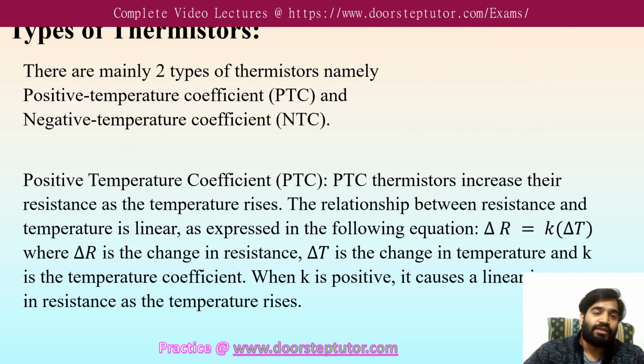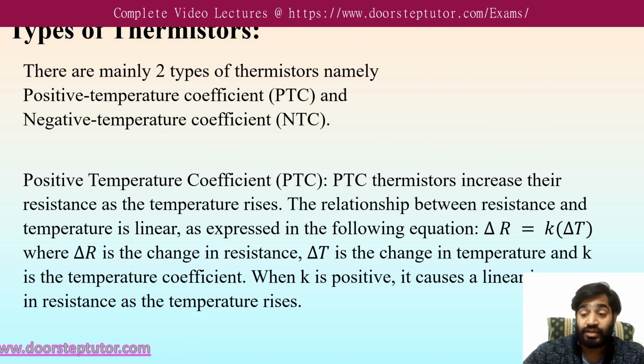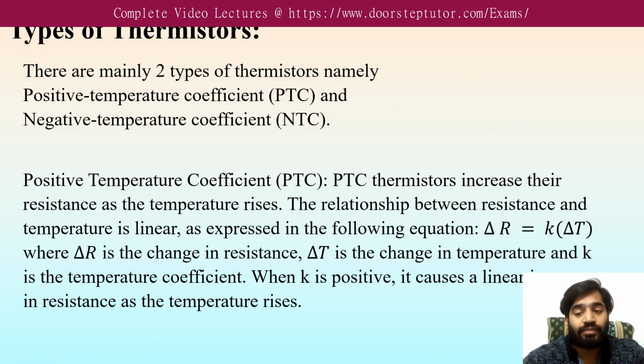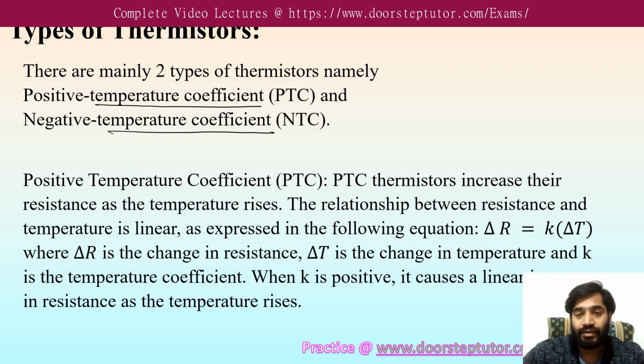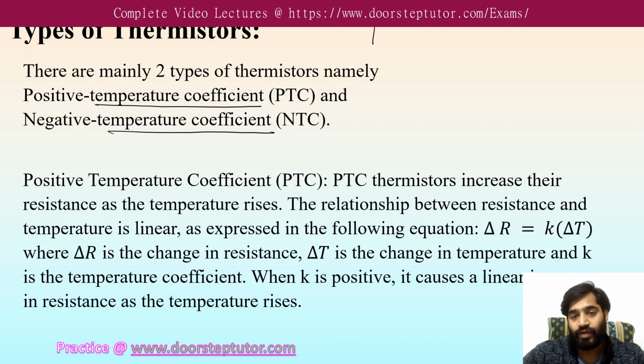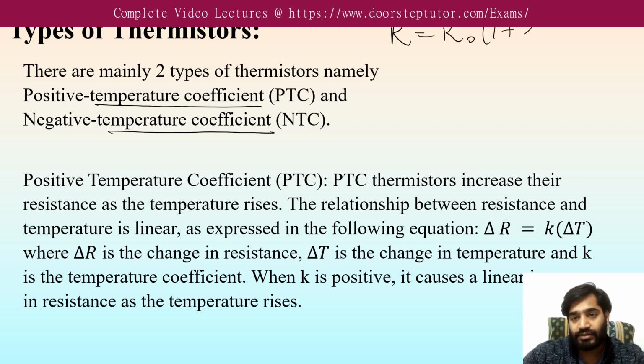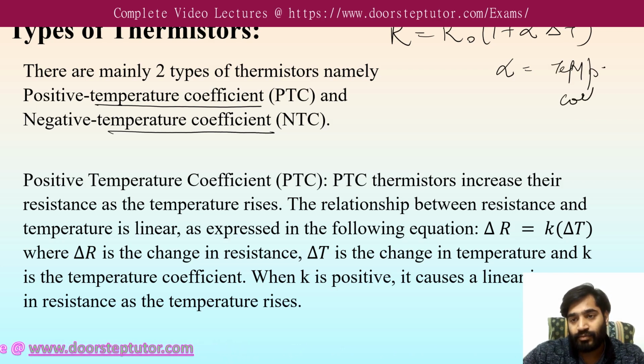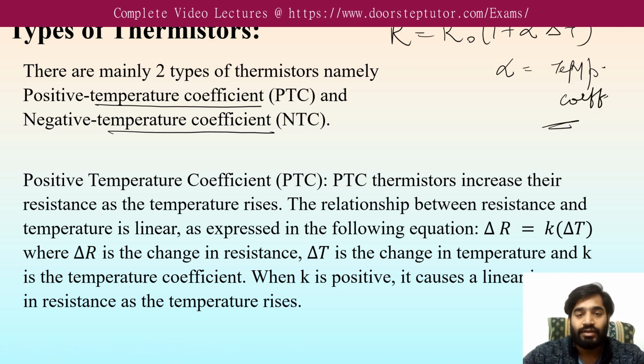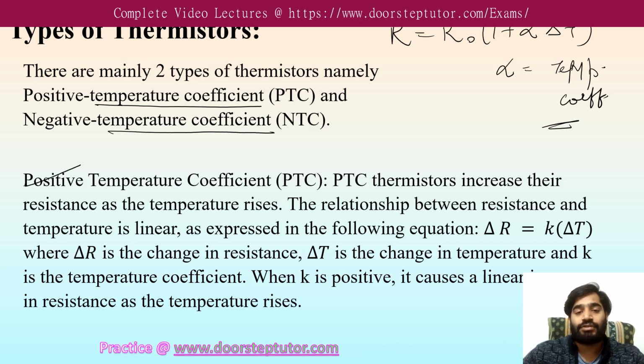Now when we talk about the types, as I told you, it depends upon the temperature. Rather than the temperature being positive or negative, it depends upon the temperature coefficient. You remember one formula: R equals R naught into 1 plus alpha delta T, where alpha is your temperature coefficient. This is for the resistance. So the thermistor is mainly divided on the basis of the temperature coefficient, positive and negative, PTC and NTC. Now we talk about the PTC, the positive temperature coefficient.